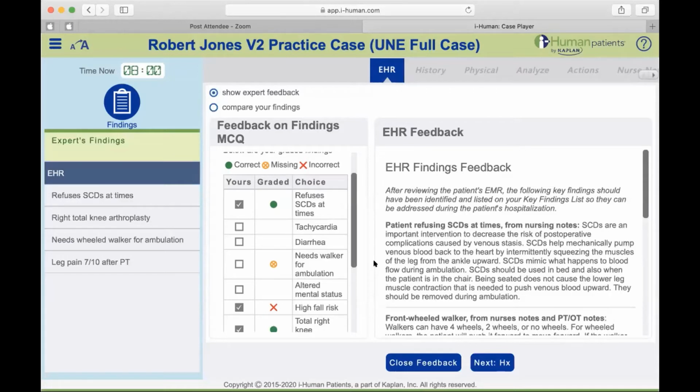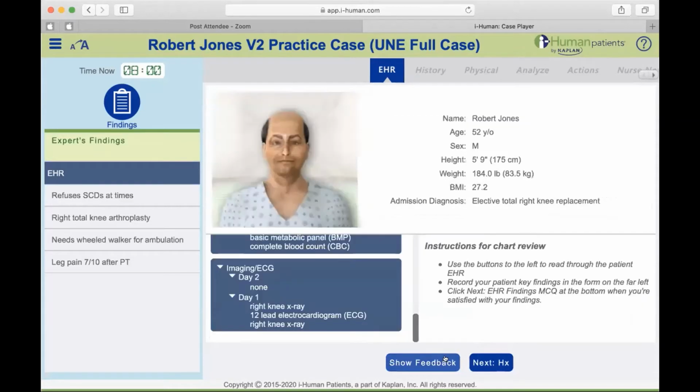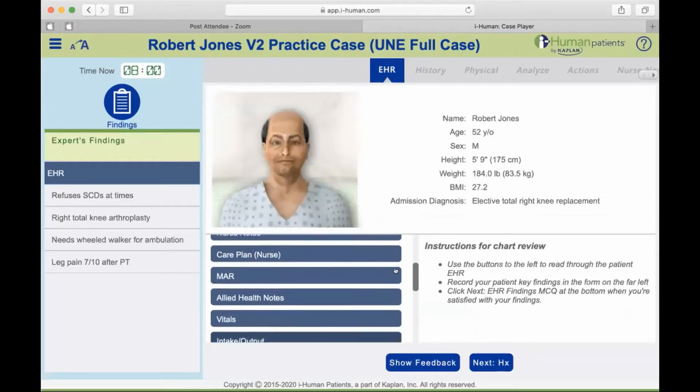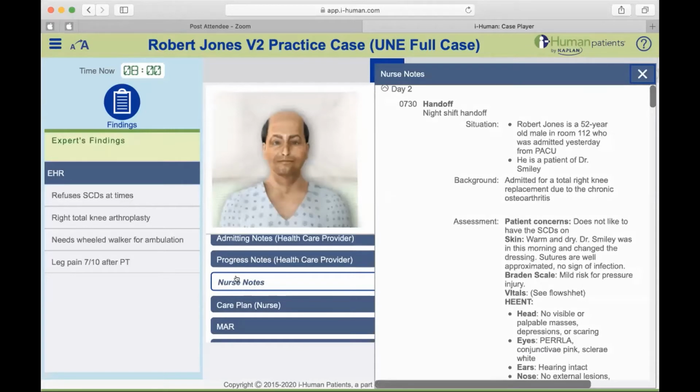I'm playing this in learning mode, so the students receive feedback with each and every step. Given the fact that I missed needs walker for ambulation, what I can do here is notice that it was found in the nursing notes and the PT notes. Let me close the feedback. I can go back to both the nursing notes or the PT notes and find where was that information. Hopefully by doing that, the students recognize why they missed that key finding, where they focused on something else, or it pushes them to go back and find it so that they can recognize something like that in the future.